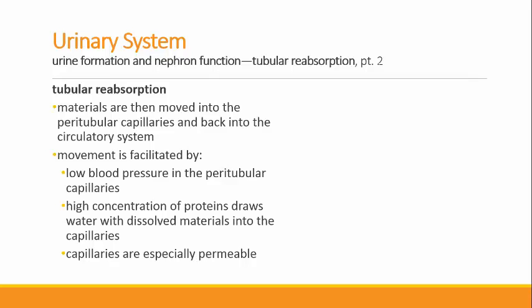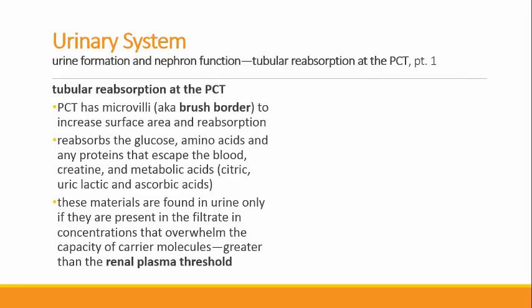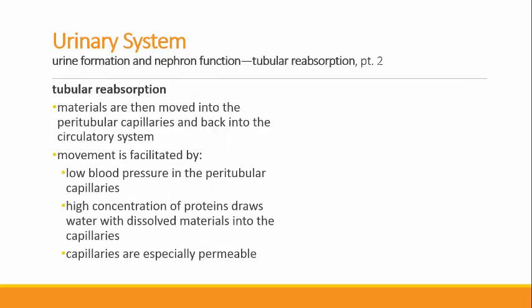And then, because of the colloid osmotic pressure of the blood in those capillaries, fluids are drawn into the capillaries. And then the last characteristic of those peritubular capillaries is that they are really permeable. The pores between the cells are very large in the peritubular capillaries, and so that allows fluids to move much more quickly as well. So three characteristics of the peritubular capillaries really assist in moving materials into them.